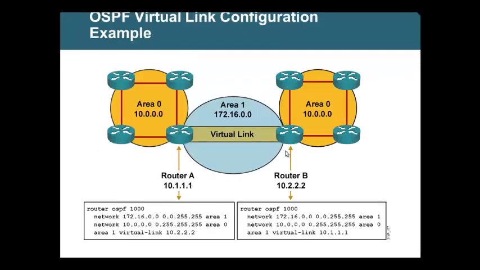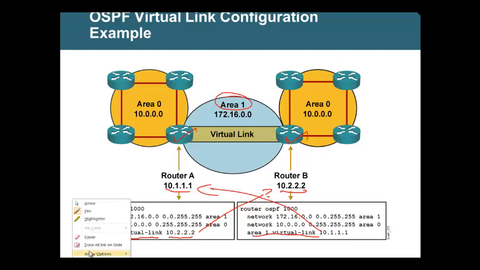See, here is an example configuration. This router's router ID is this, and this router's router ID is this. So you go to router A and say area 1 virtual-link, and you give the router ID of the remote router. Likewise here, you give the router ID of the other router. That's how the virtual link will be formed.